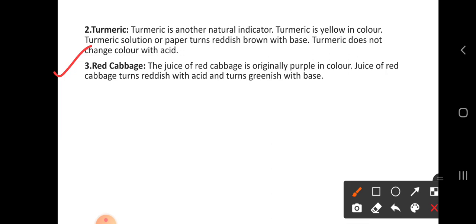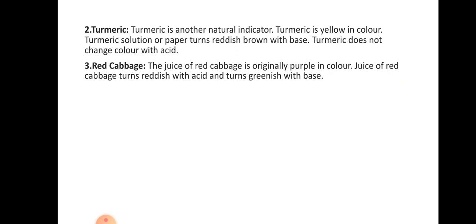The juice of red cabbage is originally in which color? Purple in color. If the juice of red cabbage turns reddish, if the solution is changing into reddish color, then it is an acid. And if it turns into greenish color with the base, then it is called a base substance. You must know this color identification, because such questions can be asked in multiple choice questions. So you have to be prepared. Just keep in mind which color shows which substance.